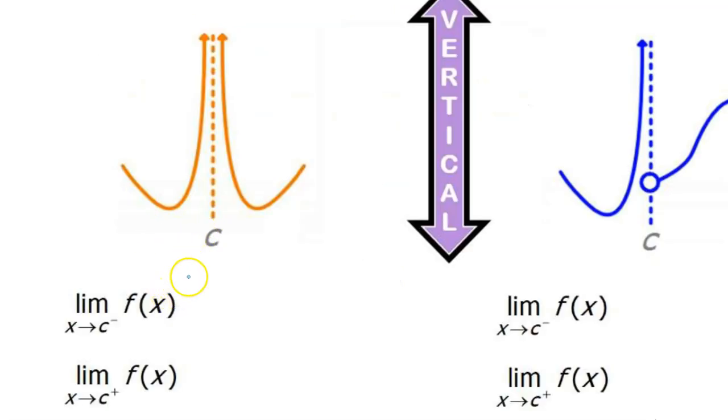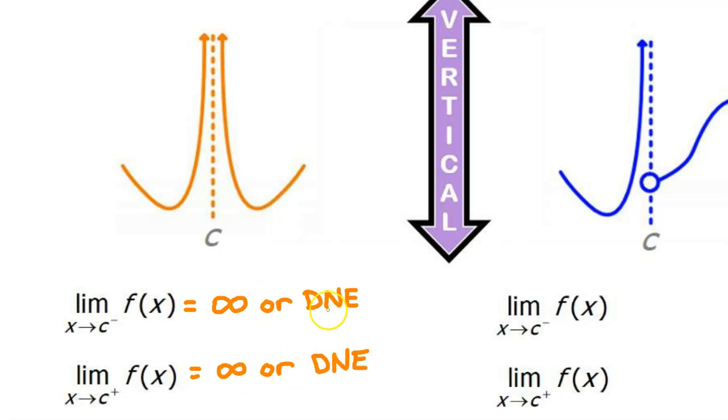Let's do a few problems involving vertical asymptotes. What is the limit as x approaches c from the left of f of x? As the input values approach c from the left, the output values increase without bound. So this left-sided limit is positive infinity. Similarly, as x approaches c from the right, the output value approaches positive infinity. So the limit as x approaches c from the right of f of x is also equal to positive infinity.